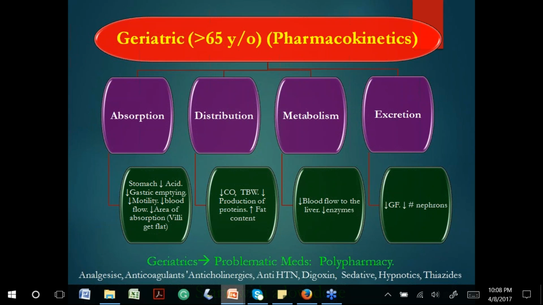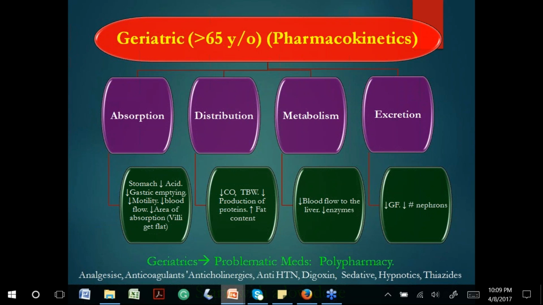We have distribution, the cardiac output goes down. Why? Because remember, cardiac output is stroke volume times the heart rate. The patient is going to have less volume in general, because the total body water is going to be 65%. Plus the heart is not pumping as before. Total body weight is going to go down. Production of proteins is going down.